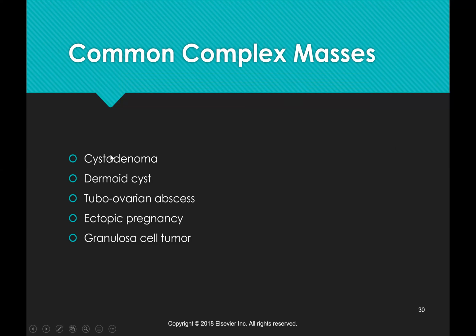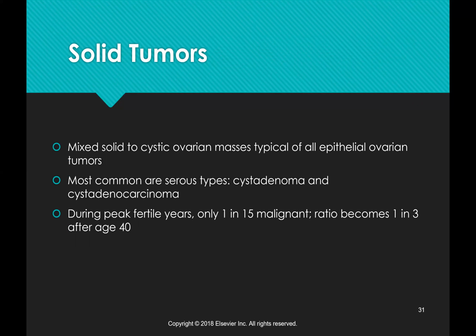These are your common complex masses, and we'll talk more about these next lecture too: cystadenoma, dermoid cyst, tubo-ovarian abscess, ectopic pregnancy, and granulosa cell tumor. Mixed solid to cystic ovarian masses are typically epithelial ovarian tumors, and the most common are the cystadenoma and the cystadenocarcinoma. Again, these happen during the fertile years. 1 in 15 are malignant, but we will again address these later on.